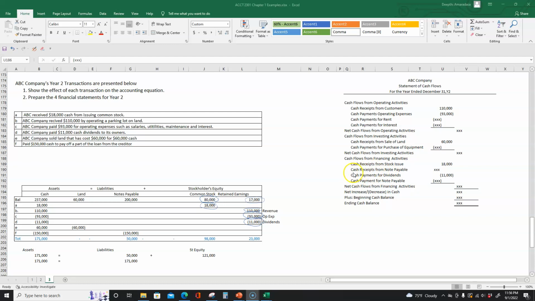So I do have a line item here that says cash receipts from note payable, but we didn't receive cash. We paid cash. And here's the line item that says cash payment for note payable. So in this particular line, I'm going to put negative $150,000 because we paid $150,000. That was the last transaction we had. That took care of all the transactions in between the beginning balance and the total.